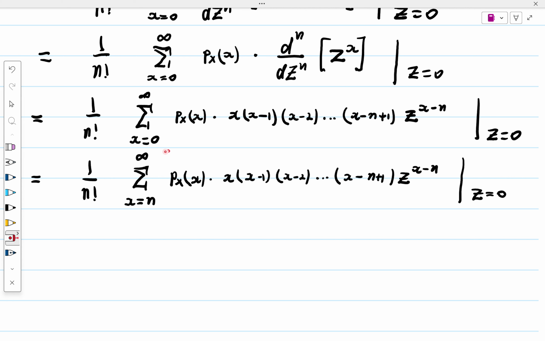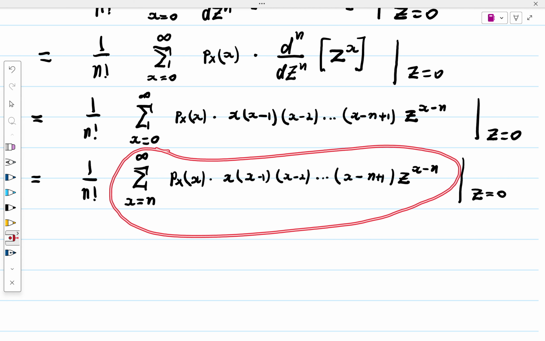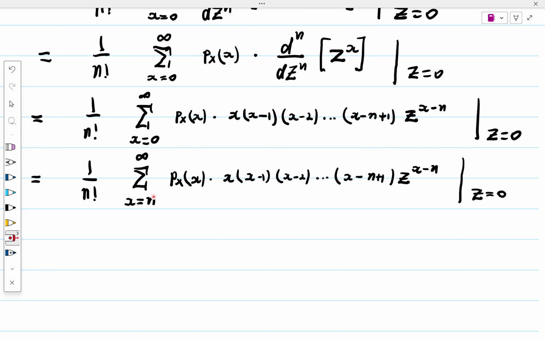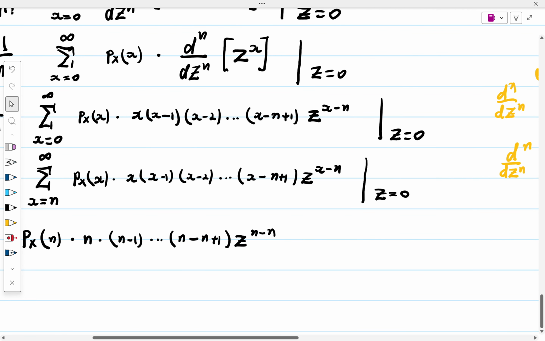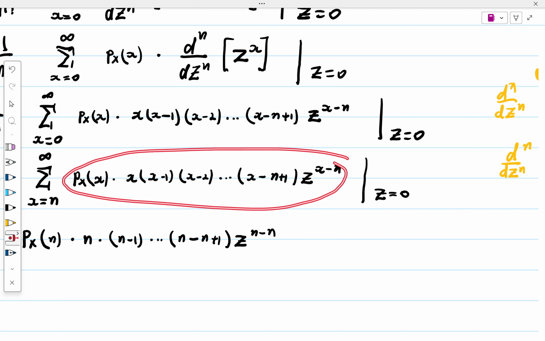Now, what I'm going to do next is break this sum up into two parts. The first part is when x equals n, and the next part is when x equals n plus 1 and above. So doing that, we get 1 on n factorial. The first term is evaluated by px of n multiplied by n times n minus 1 dot dot dot multiplied by n minus n plus 1, z to the n minus n. That is the first term, simply substituting in x equals n into this expression here.